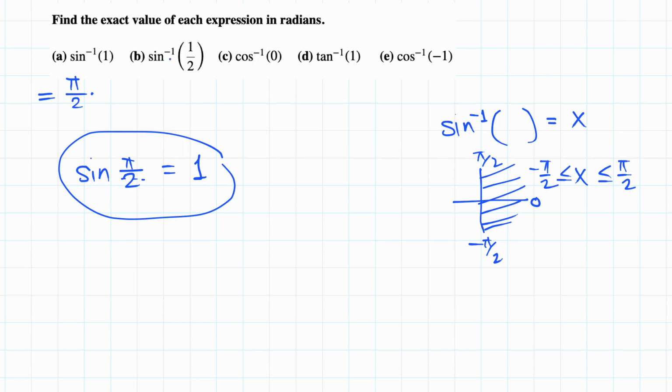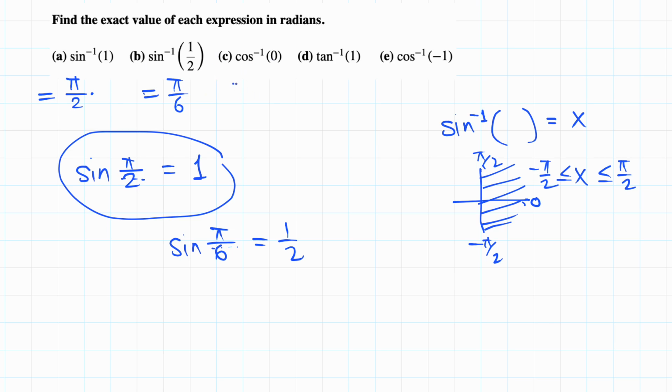Same thing here, sine inverse of 1/2. So we want to find an angle whose sine is 1/2, and that angle must be in between. It's positive, meaning in between 0 and pi/2. Looking at the unit circle, we know that sine of pi/6, sine of 30 degrees, is 1/2. That means sine inverse of 1/2 is pi/6.